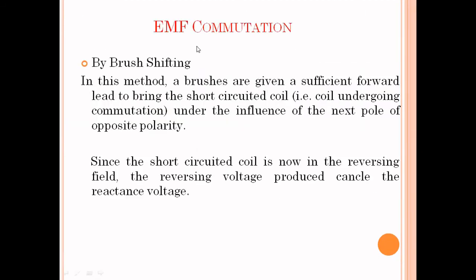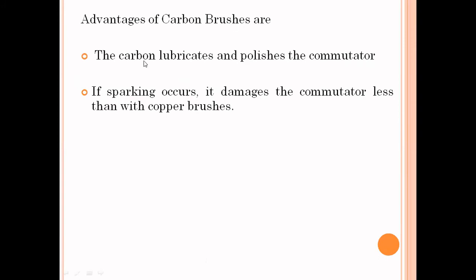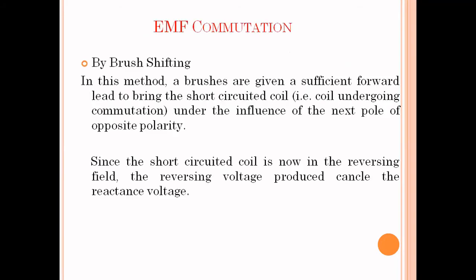Now, the advantages of carbon brushes are that the carbon lubricates and polishes the commutator, and if sparking occurs, it damages the commutator less than with copper brushes. But the drawback is that this resistance commutation is not accurate enough to neutralize the sparking. So the next method is the EMF commutation.